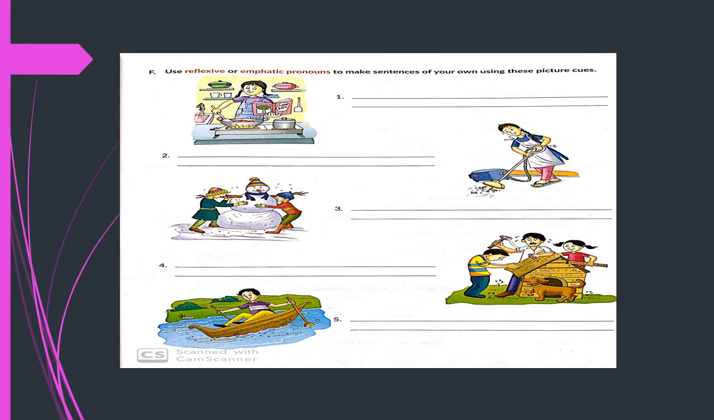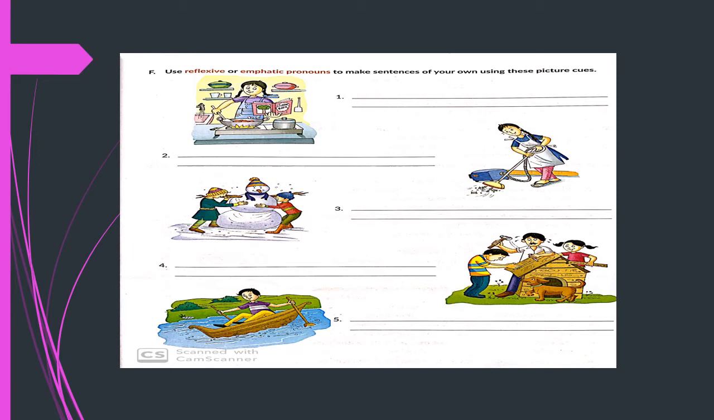Coming to exercise F, as I said, based on our previous knowledge of reflexive and emphatic pronouns, here are the picture cues, hints. Looking at the pictures, it's up to you whether you want to form a reflexive pronoun sentence or an emphatic pronoun sentence, but make sure you mention what you are making. Looking at the first picture, I'll go with emphatic pronoun. I cooked the dishes myself. So I'm stressing on the fact that I cooked the dishes myself. This is emphatic pronoun.